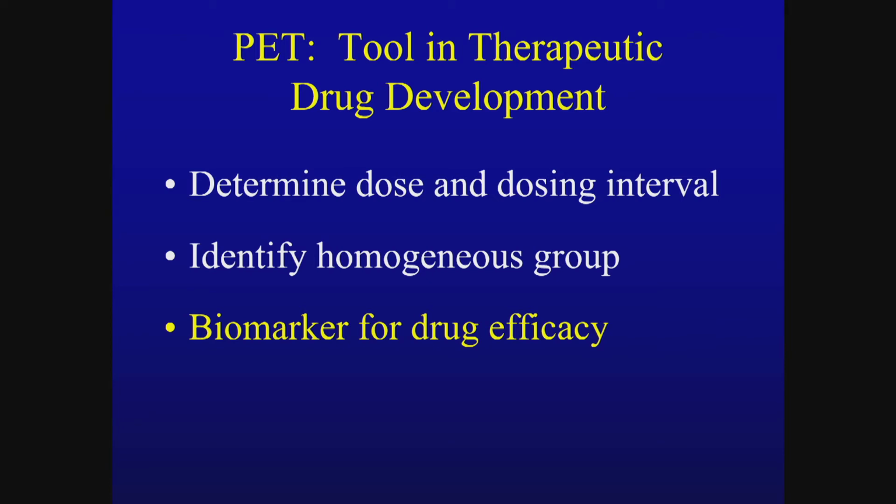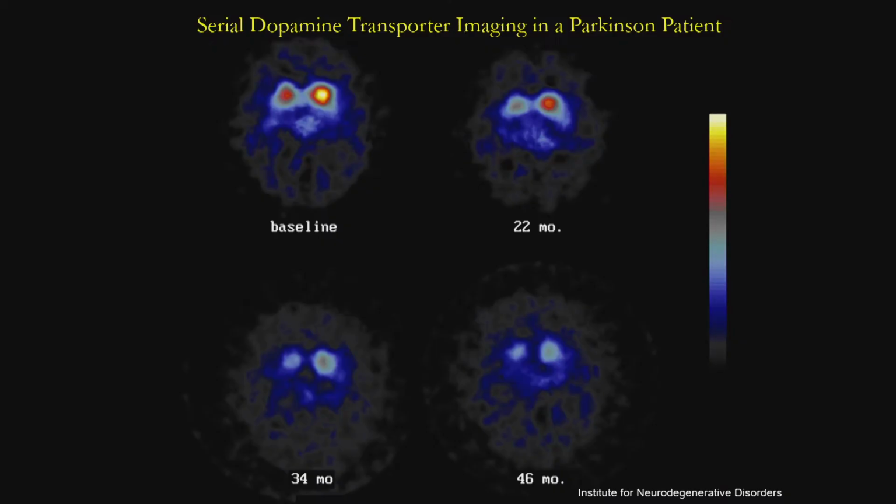Okay, in addition to identifying a more homogeneous group of individuals, using it as a biomarker, if you will, it can also be a biomarker for drug efficacy. And that's shown here. These are repeat images in a patient with Parkinson's disease over a period of about 4 years. And you can see that there's a relatively rapid loss of dopamine transporters in this individual. And that's true of the bad disease. There's a rapid deterioration. Well, if you have some intervention that's supposed to slow the progression, this can be used.